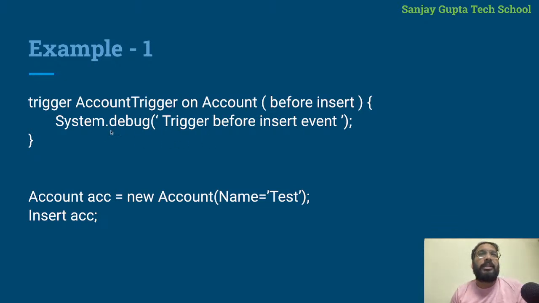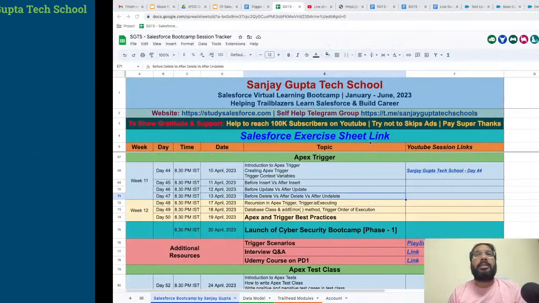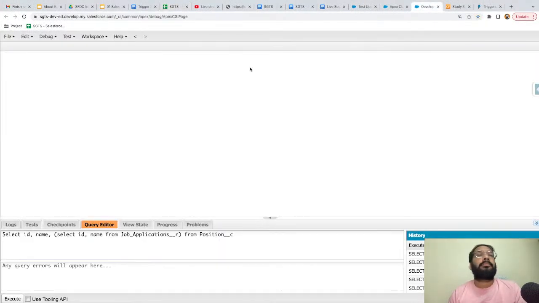Then here we just have this system.debug so that we can see whether the trigger is working or not. I already told you when a trigger initiates: whenever you are creating, updating, deleting, or undeleting any record. Right now I'm using just one event, that is before insert. So whenever I create a record, this trigger will execute. I'm going to implement this example in the org.